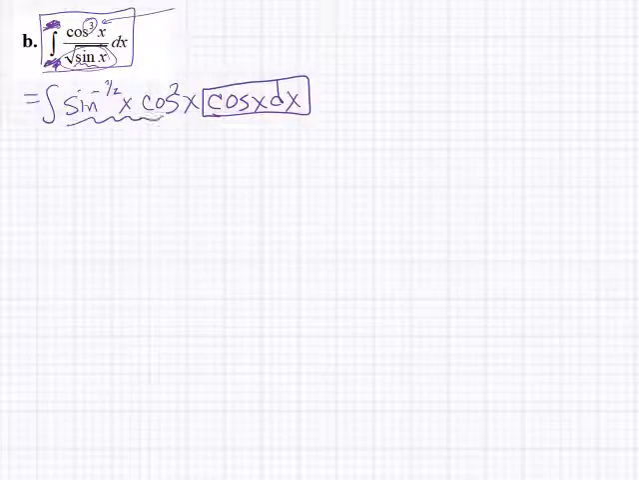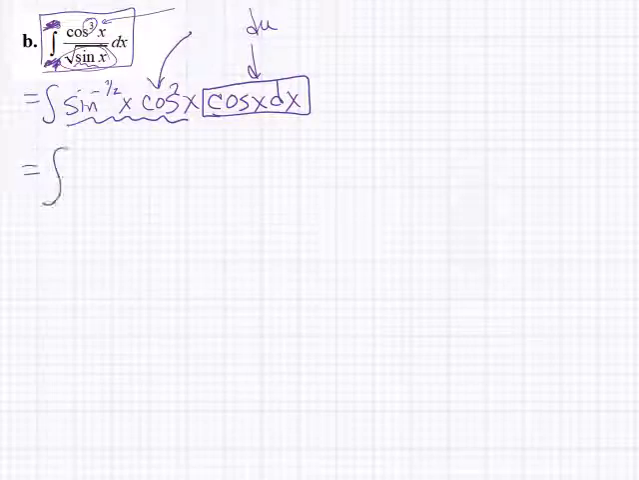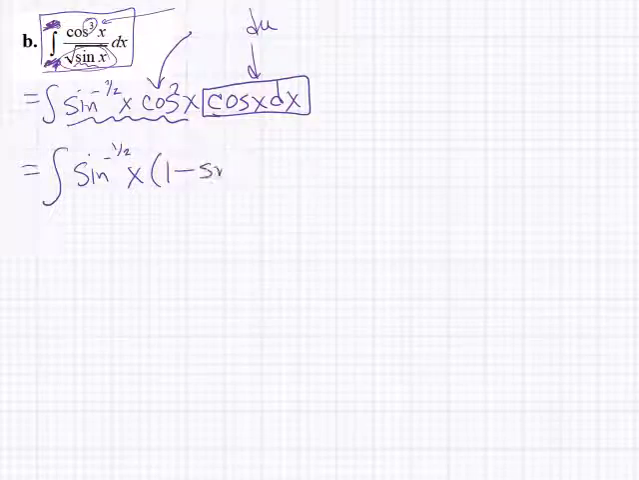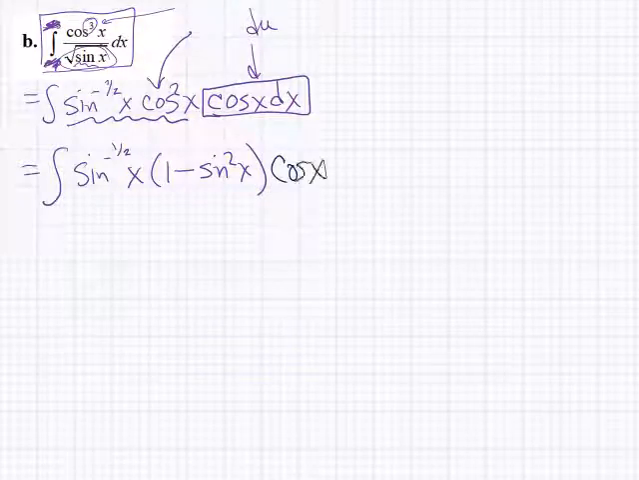So now I'm looking at all this. Well, if this is du, then u has to be sine. So this cosine squared has to be converted to a sine, and I'll do that simply with the Pythagorean identity. So I have sine to the minus 1/2 x, times 1 minus sine squared x, and then I still have that cosine x dx.